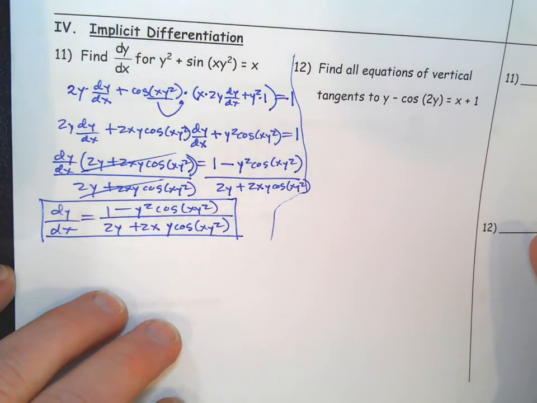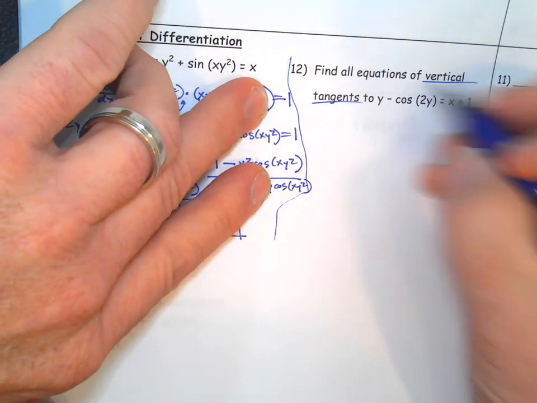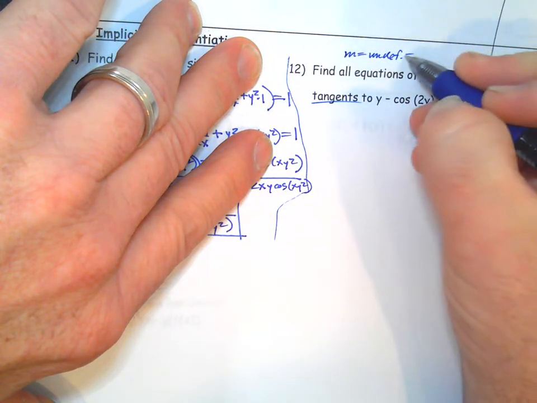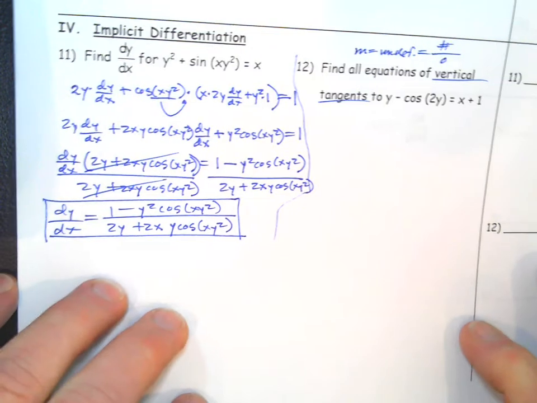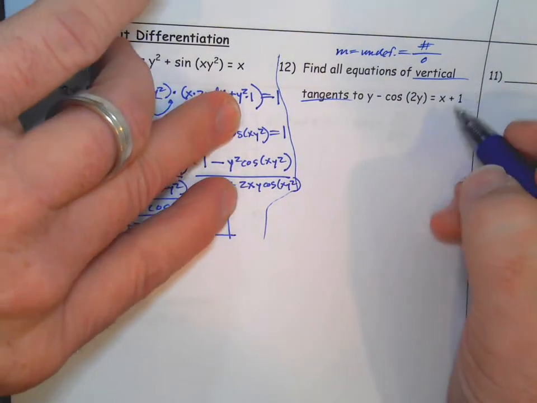Number 12, find all the equations of vertical tangents. So vertical tangents, slope is undefined, but is specifically undefined because of division by 0. You have undefined slopes because the slopes don't agree on both sides. That's a different issue, a corner, a cusp. This is a vertical tangent.